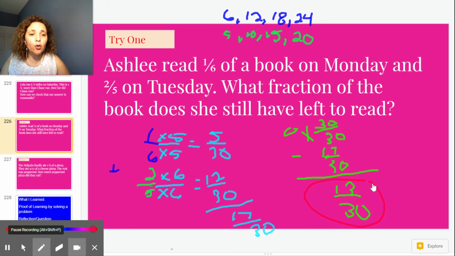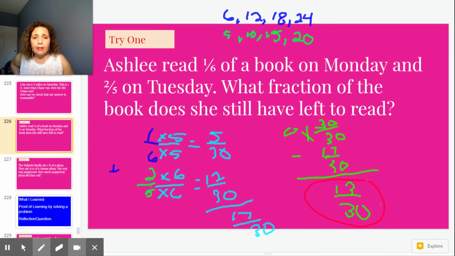Okay, so did you get 13 out of 30 still left to read? What I did is we had to add, right? She read 1/6 on Monday and 2/5 on Tuesday, so I've got to add 1/6 and 2/5. I did my skip counting and I went out to 4 and I still didn't find a common denominator. So for this instance, I just used the opposite denominators. 6 times 5 is 30, so 30 was my common denominator. I multiplied 1/6 by 5 and got 5/30ths, multiplied 2/5 by 6 and got 12/30ths, added it together. 12 plus 5 is 17/30ths.